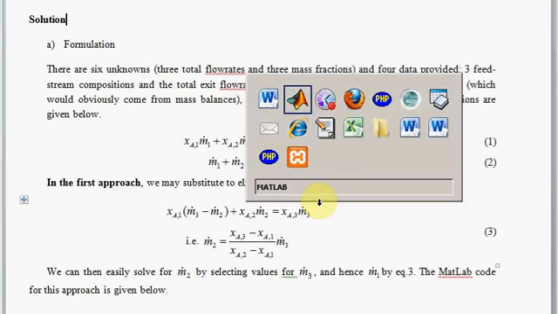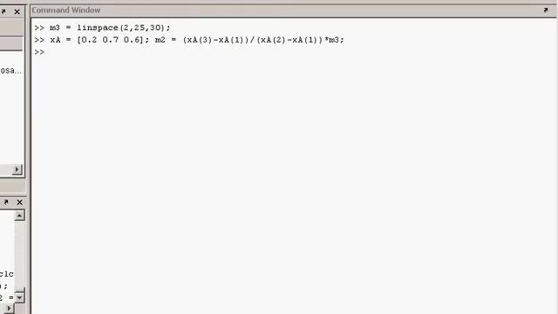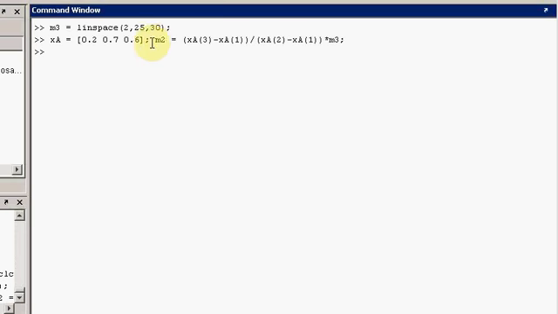So we can calculate M2 here as being x3 minus x1 over x2 minus x1. So that's xa3 minus xa1, divided by xa2 minus xa1 again, and that times m3. So that's our m2. So we have the vector m2 stored here, and then the remaining unknown is m1, which we can get just from the difference. m1 is m3 minus m2.